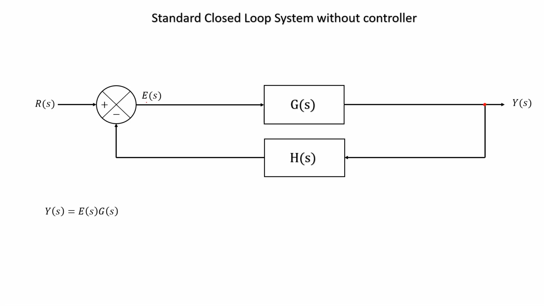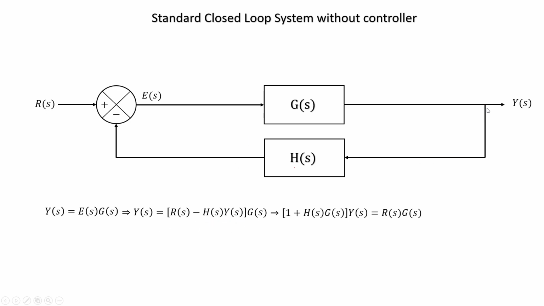Now, what is E(s)? E(s) is the signal R(s) minus the signal at this point. What is the signal at this point? That is nothing but the signal that is coming in from here multiplied by H(s). So, we will replace E(s) by R(s) minus H(s)Y(s). You see, Y(s) is the input to this H(s), so the output here is H(s)Y(s). Therefore, R(s) minus H(s)Y(s) is E(s), and we are replacing E(s) with that.